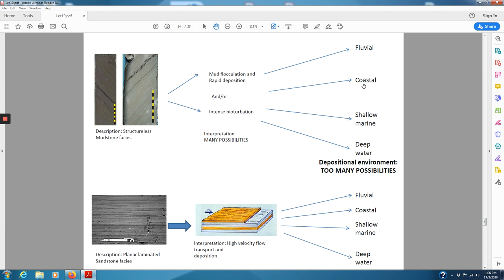Same goes for this, planar laminated sandstones. Interpretation in terms of process is easy, high velocity flow, transport and deposition. But the depositional environment is going to be more difficult. Lots of different kinds of environments have the same facies. So you need another way. You need to do a little bit more work to interpret the different environment. You need to identify these things that we call facies associations.